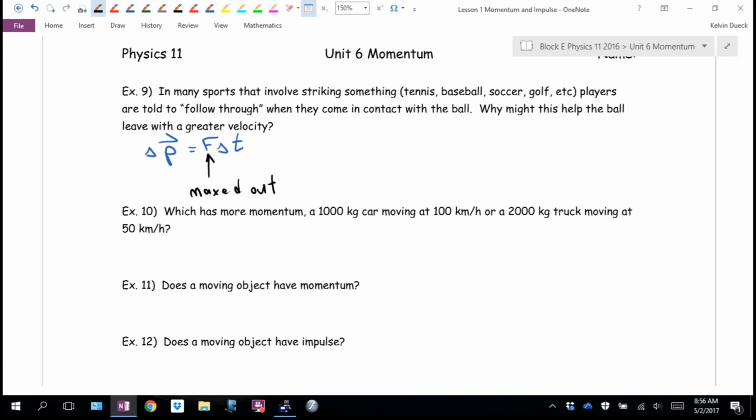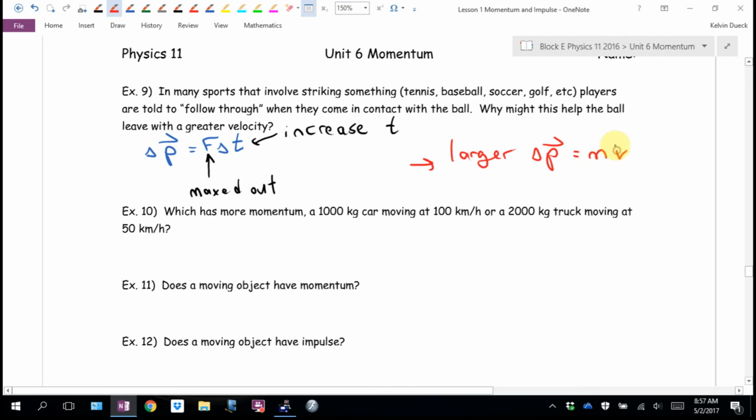Time. If I can lengthen the time of the collision by following through, by keeping the ball in contact with the bat a little bit longer, by keeping the racket in contact with the ball a little bit longer, by keeping my foot in contact with the soccer ball a little bit longer, then we'll end up with a larger impulse. Now remember, impulse is also mass times change in velocity.